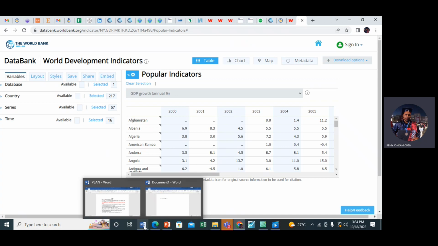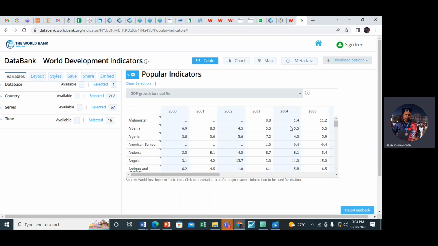So the only thing I want you to do is import the data from Excel to eViews and then work with it. So I'm going to do that.